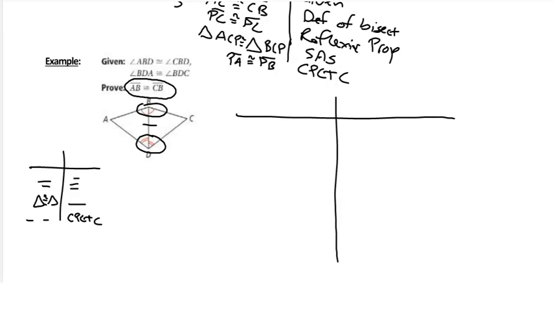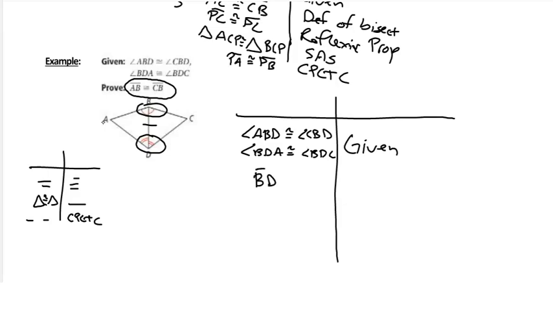So angle ABD must be congruent to angle CBD, and angle BDA is congruent to angle BDC because it's given. Since neither one of those is leading to something else, I can clump them together into one given. I then know that BD is congruent to BD, by the reflexive property.